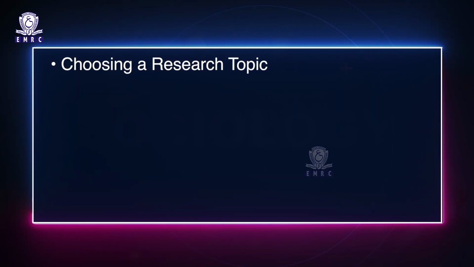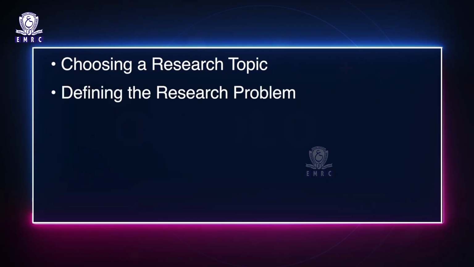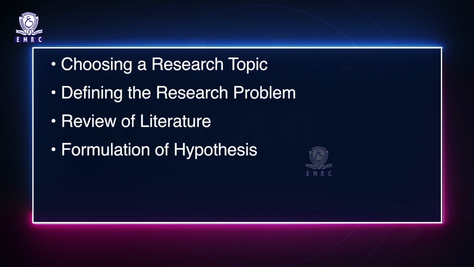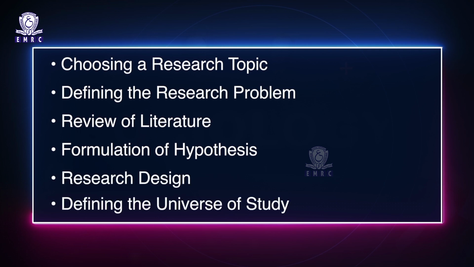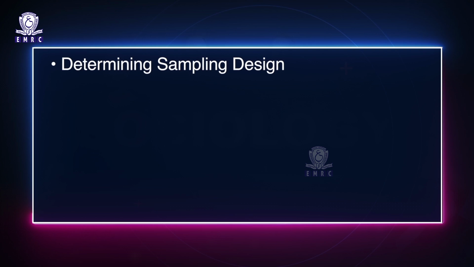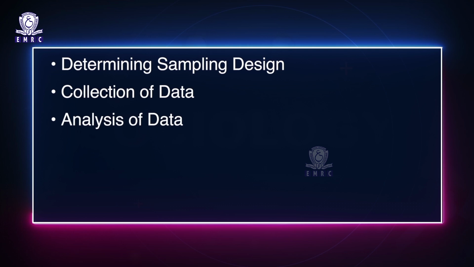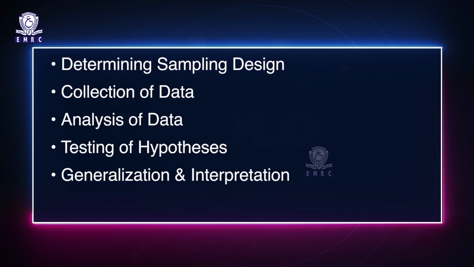The important steps in research are choosing a research topic, defining the research problem, review of literature, formulation of hypothesis, research design, defining the universe of study, determining the sample design, collection of data, analysis of data, testing of hypothesis, generalization and interpretation, and it concludes with report writing. Let us discuss these major steps in research little briefly.